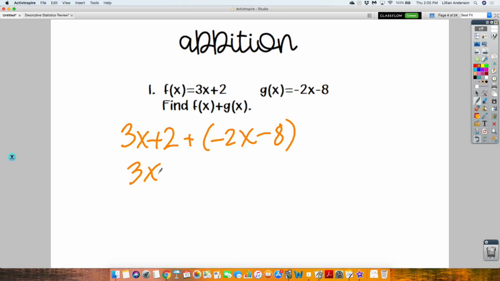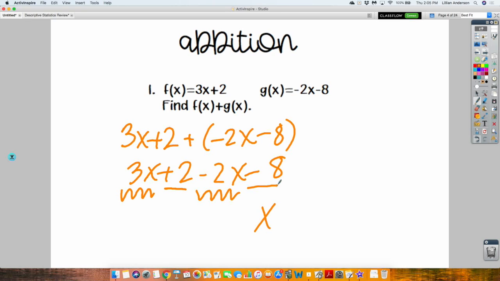Okay, so this is really just 3x plus 2 minus 2x minus 8, and we combine our like terms. 3x with a negative 2x, which make what? x. And then 2 with a negative 8, which make what? Negative 6, okay? Please do not try to add 2x to 3x here. That's not correct. Do not do that.